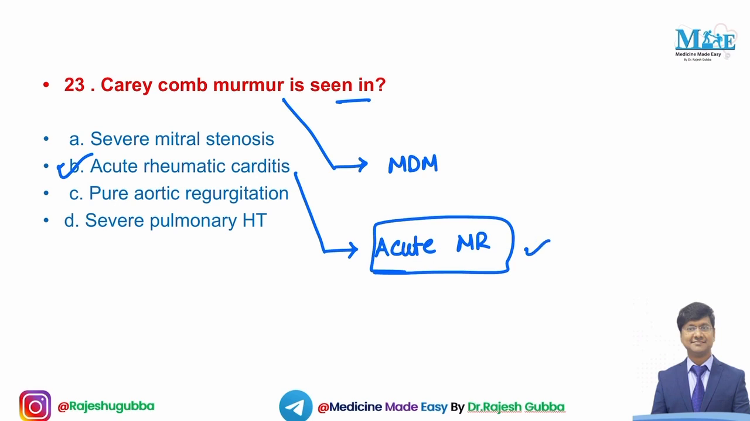In this acute mitral regurgitation, the true murmur is the early systolic murmur. Followed by this early systolic murmur, you get a functional murmur, which is a mid-diastolic murmur. That is nothing but Carey Coombs murmur, and it's a low pitched murmur. Okay, next question.